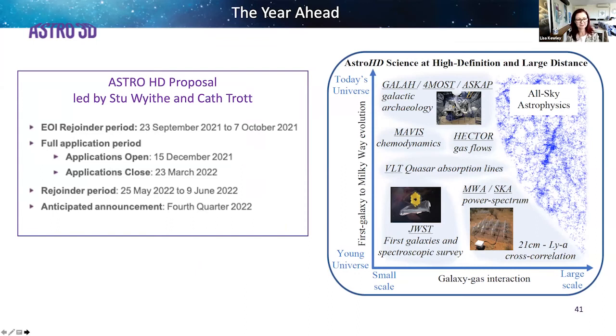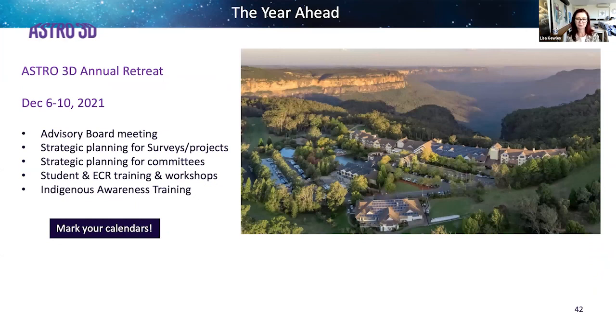We also are looking forward to our annual retreat. We have booked the venue, which is going to be in the beautiful Blue Mountains. We really hope we're all open by then and can have an in-person retreat. This is really important for our strategic planning, for our surveys and projects. And as I said, we'll be looking towards those next generation telescopes for this strategic planning. We're also planning to do an Indigenous awareness training workshop, as well as some student and ECR training workshops.